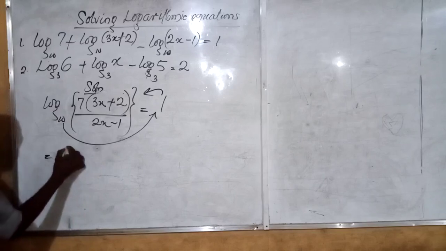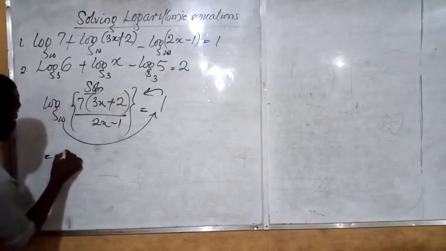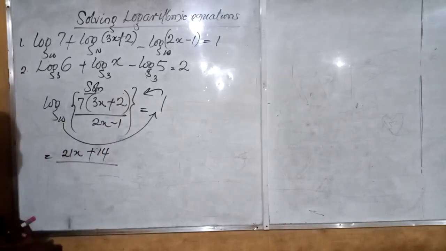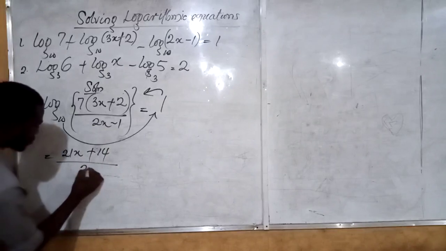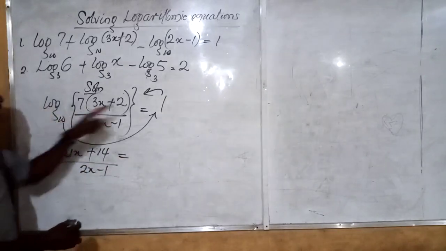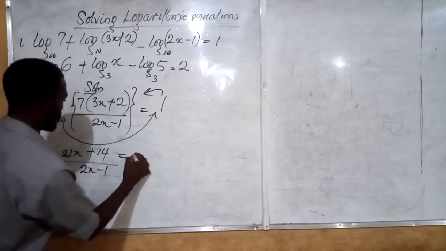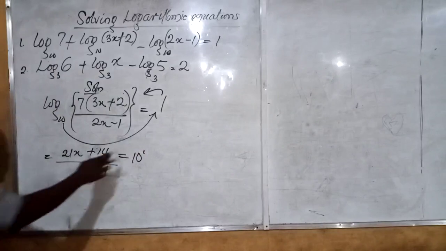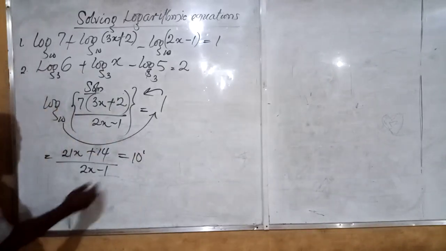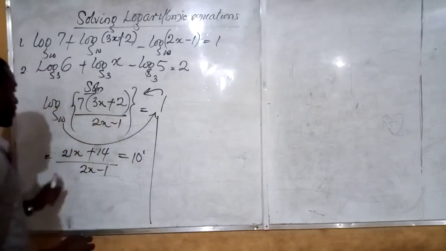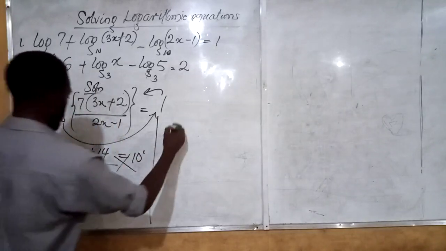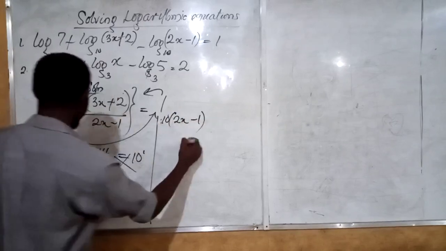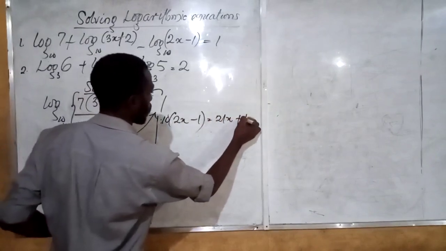So then we have 7 times bracket this, so that will be 21x plus 14 all over 2x minus 1 is equal to, this has kicked this guy up, and we now have 10 raised to the power 1. Alright, so 10 raised to the power 1, we know is 10. So we can then cross multiply, so that we have 10 into bracket 2x minus 1 is equal to 21x plus 14.